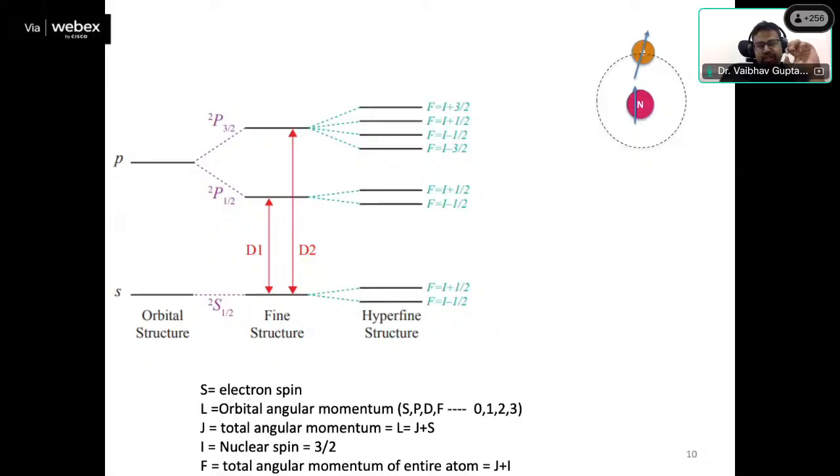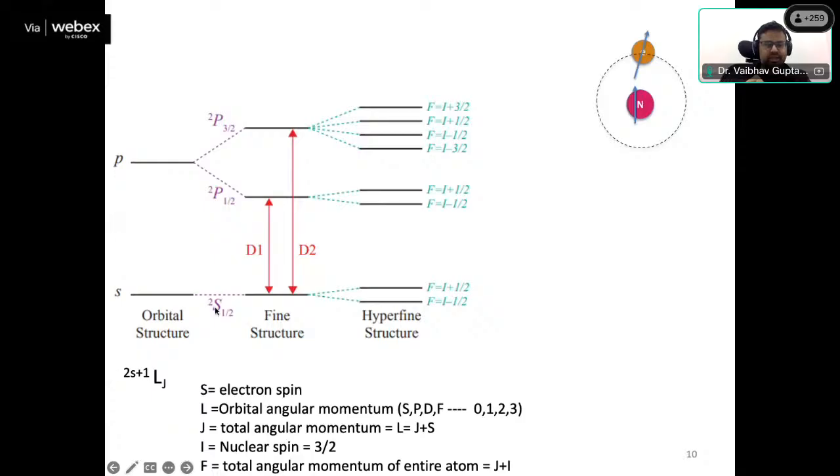Now you also have a nucleus, and in some isotopes, some materials, this nucleus has a spin. In some it does not, but in some it has the spin, which is called nuclear spin, denoted by I. Now the total angular momentum is J plus I. So S plus L plus I becomes the total angular momentum of the atom, right? That is F. And this is a typical denotation of how you write it.